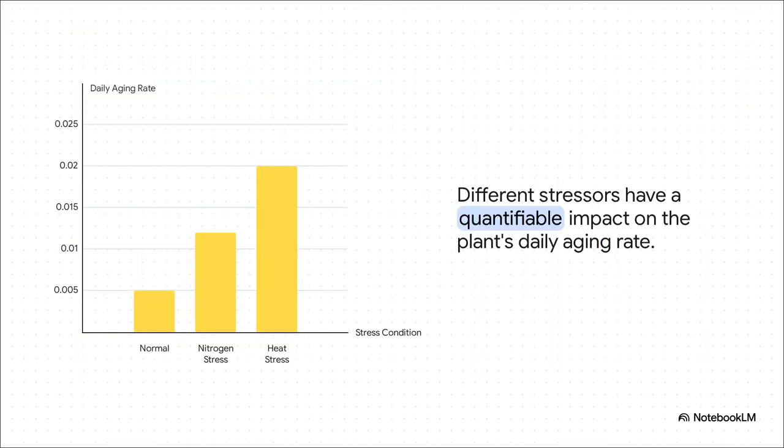And this is where it gets really interesting, because we can actually put numbers on that damage. Just look at the difference. Not having enough nitrogen more than doubles the aging rate. But in this simulation, intense heat is the real killer. It causes the fastest decline by far. For a farmer, knowing that difference isn't just interesting, it's invaluable.